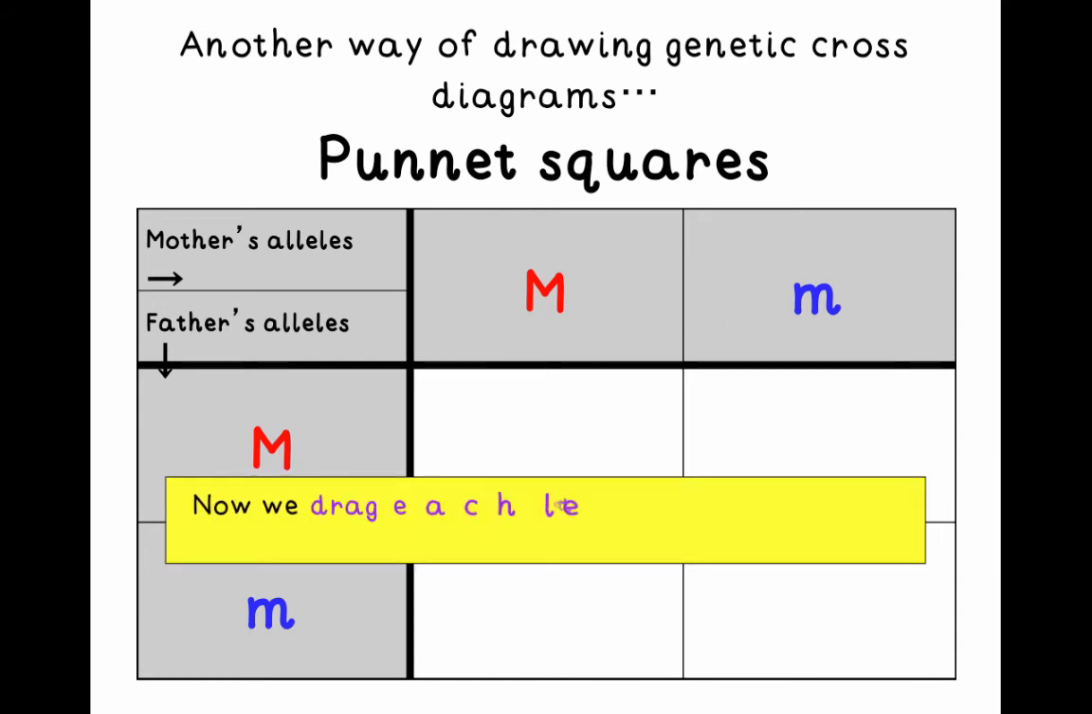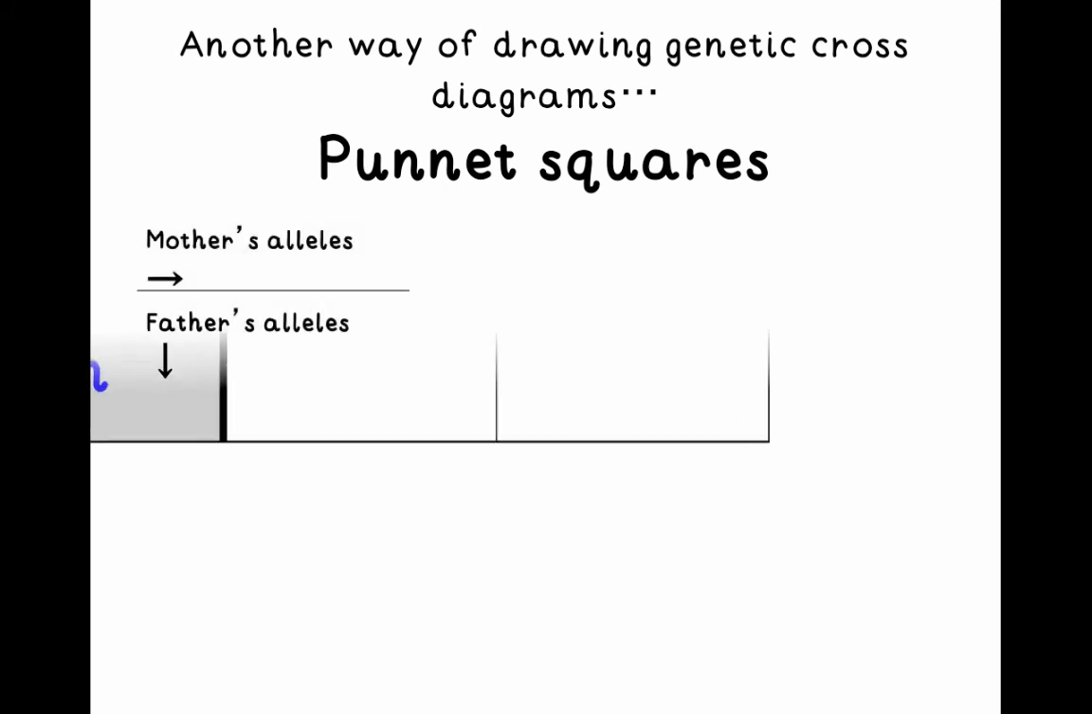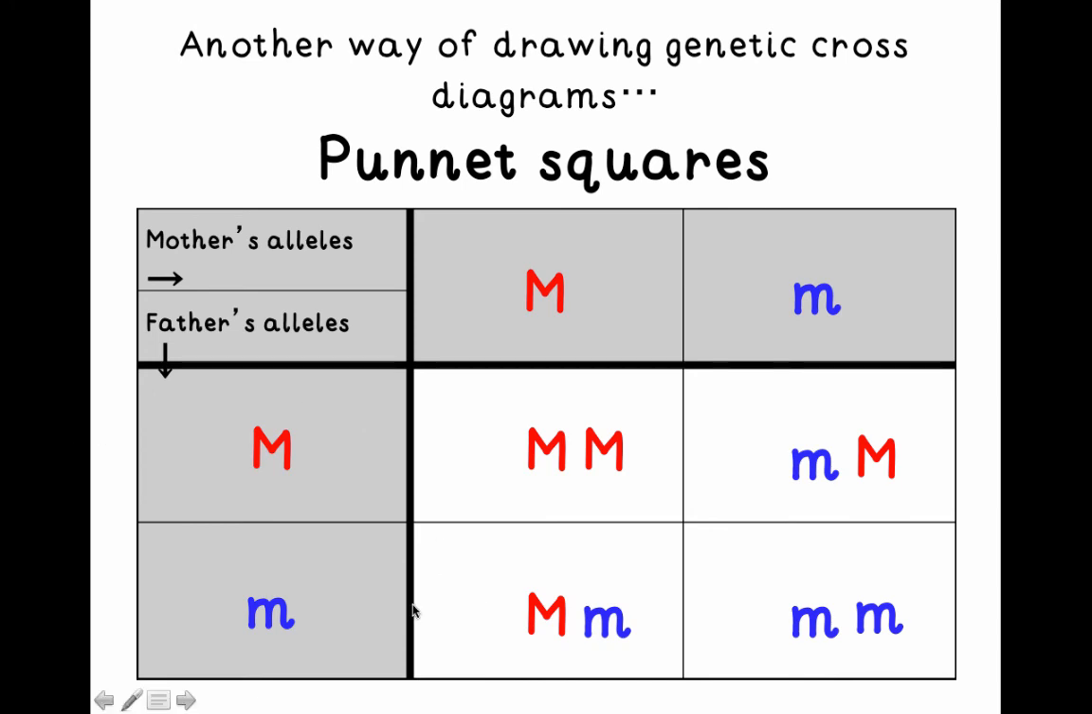Now we're going to drag each letter into the box, first horizontal and then vertical. So let's start in here. First, we're going to drag the M's. These are coming up from here. And then we're going to draw the small case m's coming up from there. And then we're going to drag the other M's going up all the way through here. And then finally, this lowercase m's, we're going to drag them there. So what do we see now? All of the possibilities of the children.